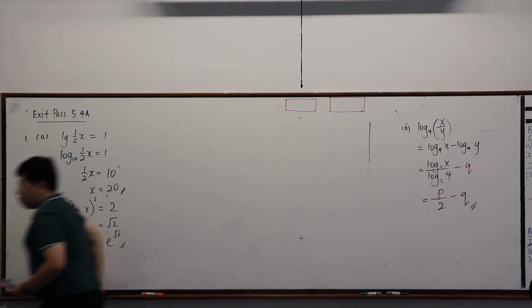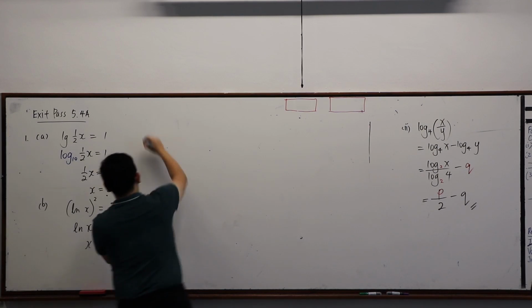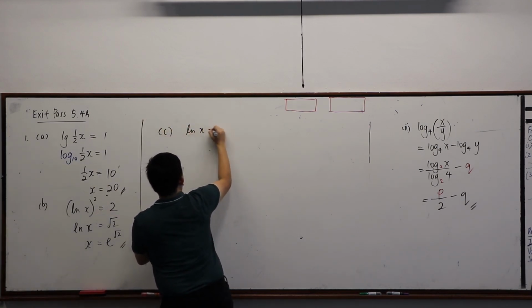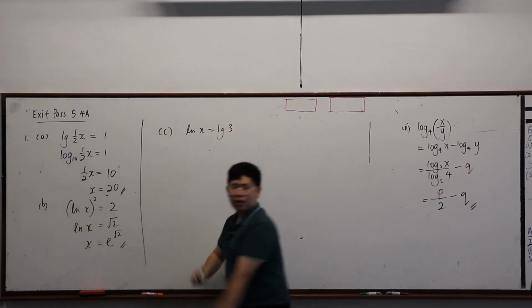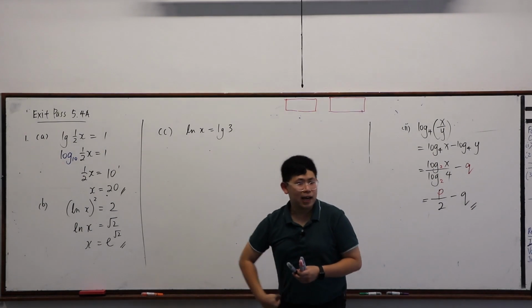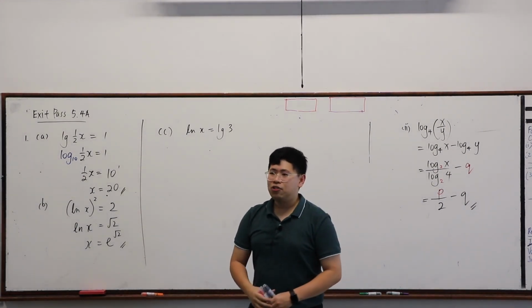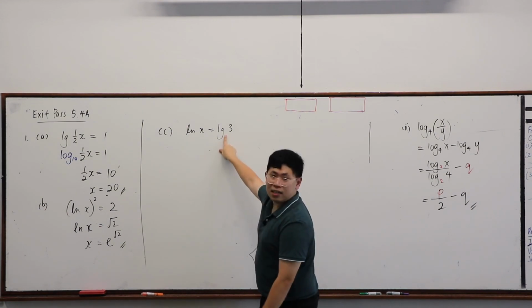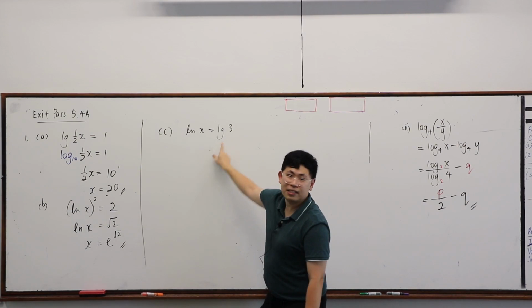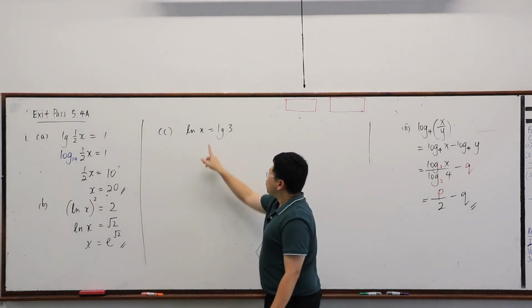Okay, so next one, part C, ln x equals log 3. C we need a bit of calculator. So the problem is you have logarithms on both sides, different base. Then stuck how to solve, correct? Actually, not to worry. This is just a number. You can use your calculator to get this number. It's like pi, like square root of 2. You only need to solve for x.